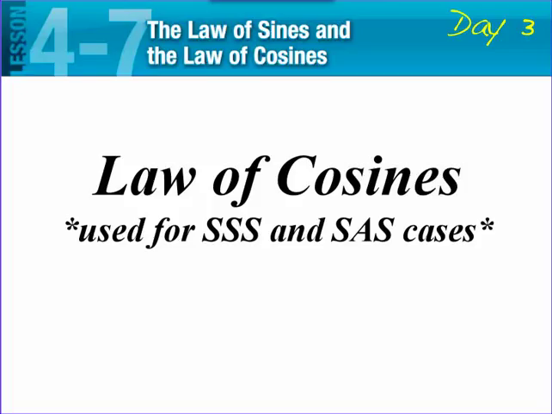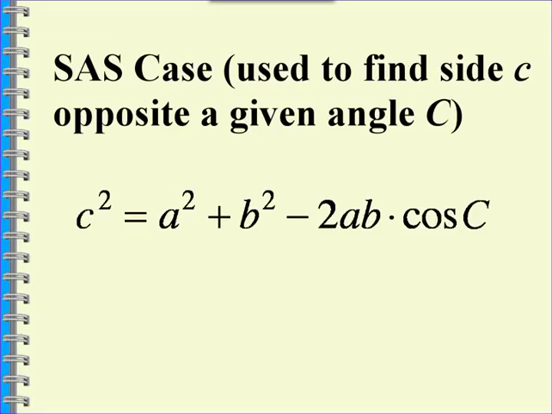So first of all, the side-angle-side case. This was the one taken from the video, derived from the Pythagorean theorem. It's used to find side C opposite a given angle C. Now, it doesn't just have to be used to find C. It could be used to find A or B, something like that. And so we're going to write some other formulas based on this. If you notice, the C's match. And then we're going to use sides A and B.